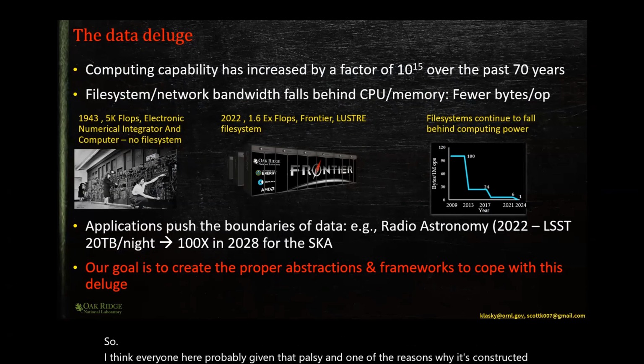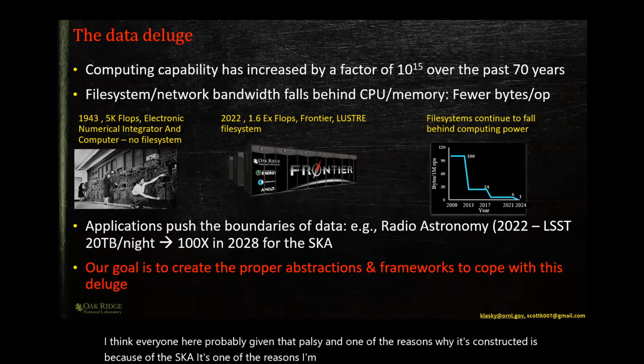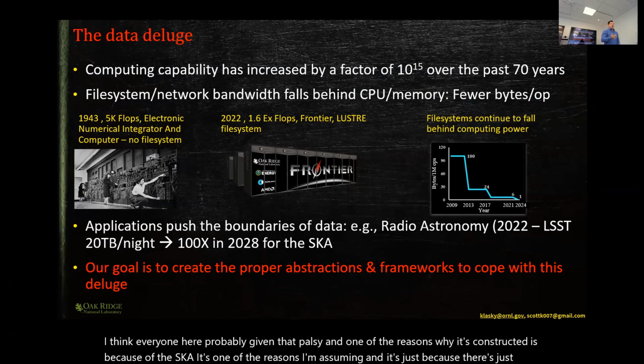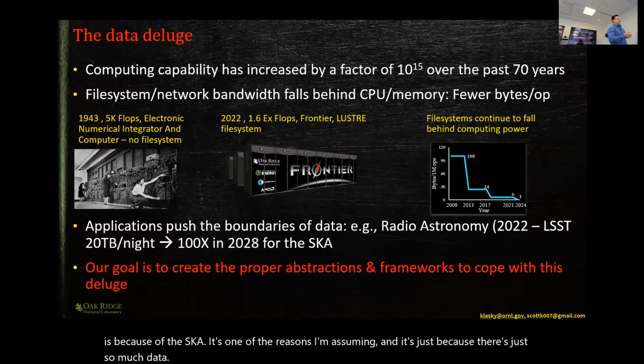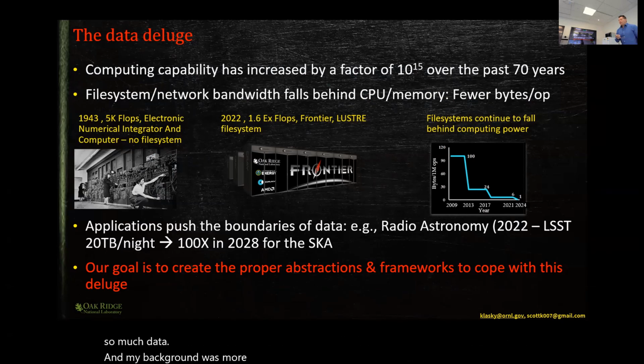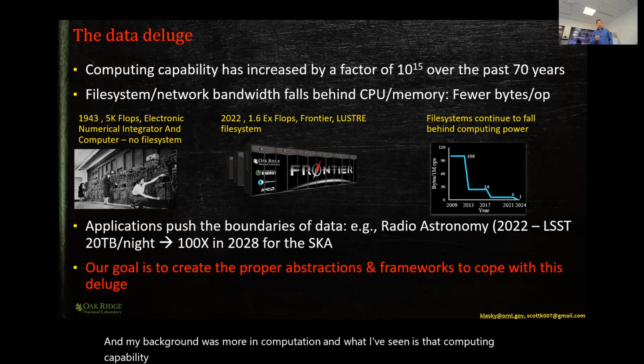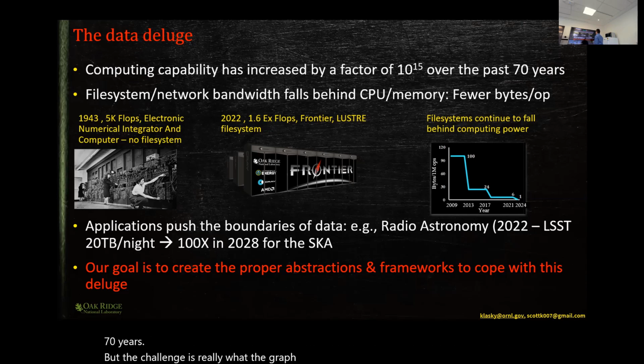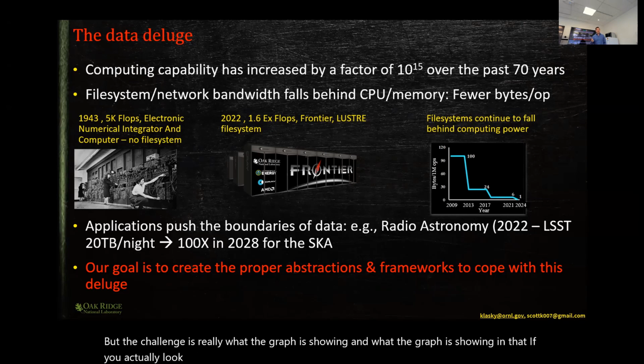I think everyone here probably, given Pawsey, and one of the reasons why it's constructed is because of the SKA, I'm assuming, is dealing with just so much data. My background is more in computation, and what I've seen is that computing capability has increased by a huge amount: 10 to the 15th in the last 70 years. But the challenge is what the graph is showing: if you look at file systems, they're just not keeping pace.